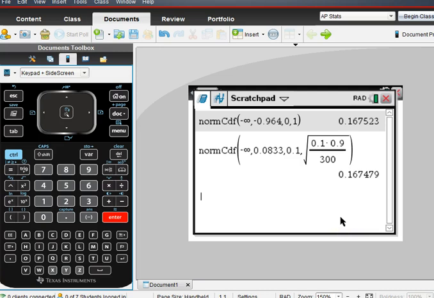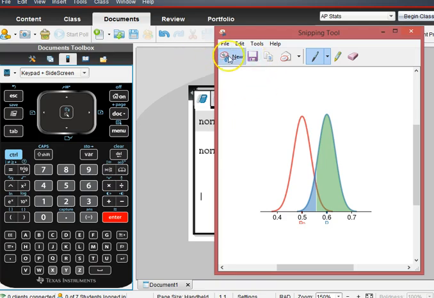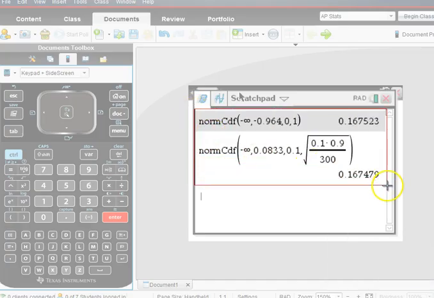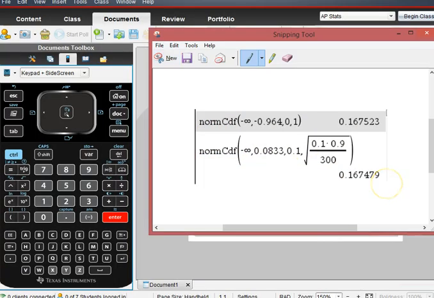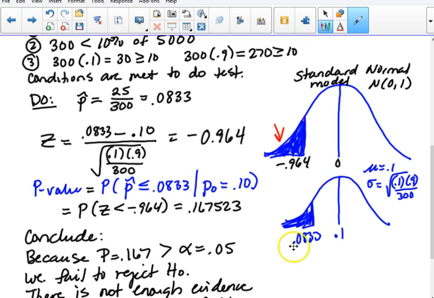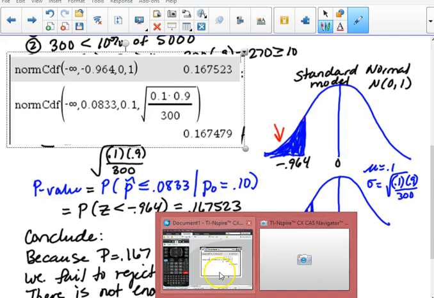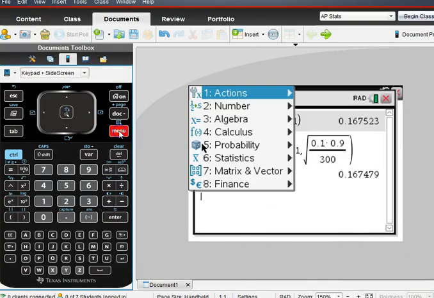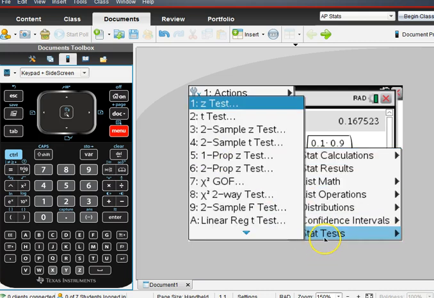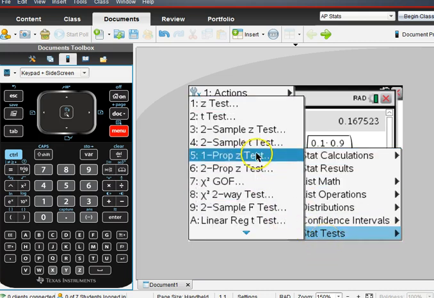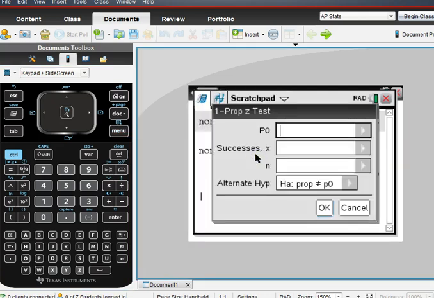Now, let me show you one other way to do this. I'm going to grab this and put this in my document because I want to have this in my document. And then I'll show you also the test on the calculator. So the other thing would be to do the actual hypothesis test on the calculator. I go to statistics, and then down to number 7, stat tests, and this is a 1 proportion z test. Now here I put the null hypothesis value, which is 0.1. I put the number of successes.